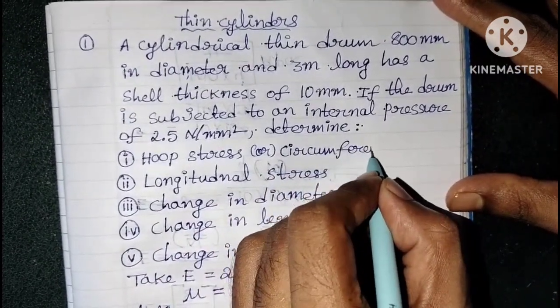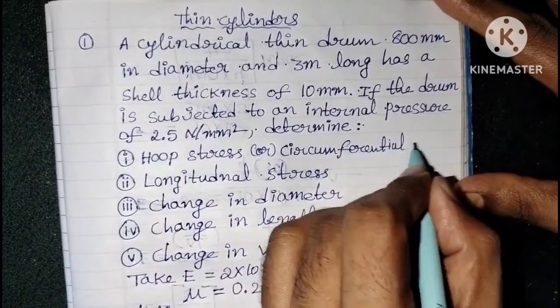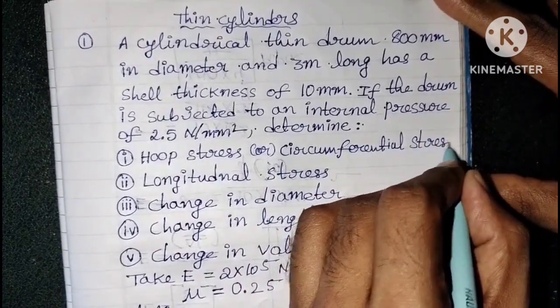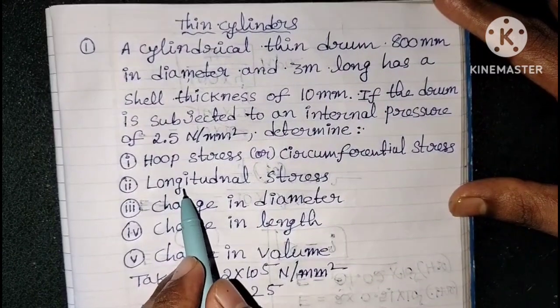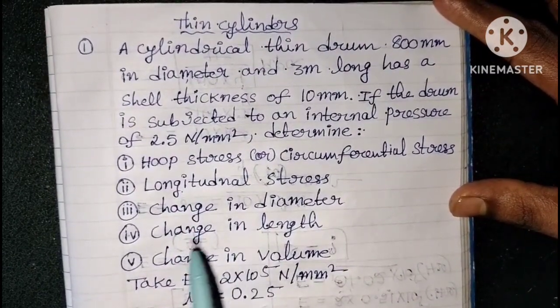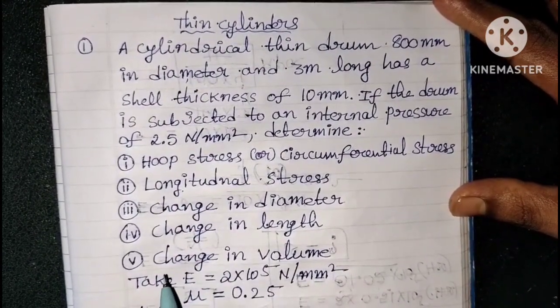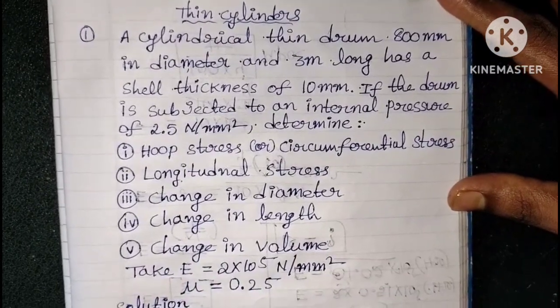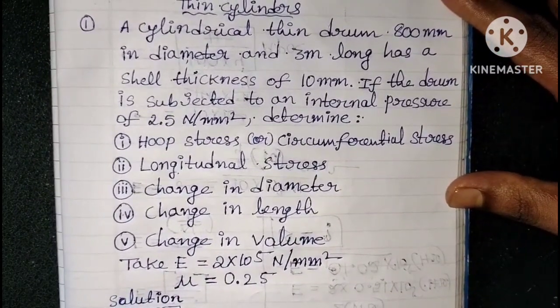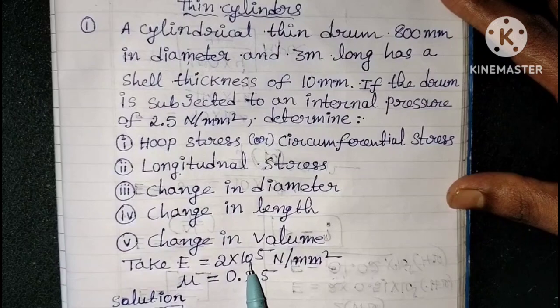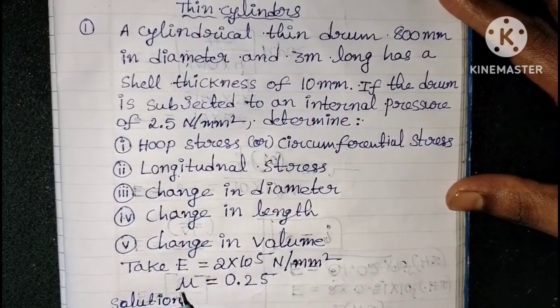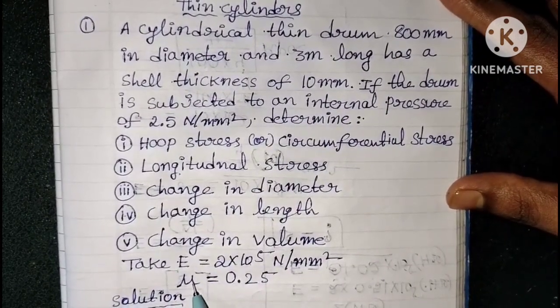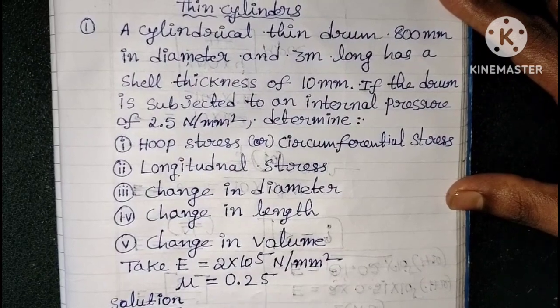Hoop stress or circumferential stress, longitudinal stress, change in diameter, change in length, and change in volume. Take Young's modulus E is equal to 2 into 10 to the power of 5 Newton per mm square, and Poisson's ratio, here mu means Poisson's ratio, 0.25.